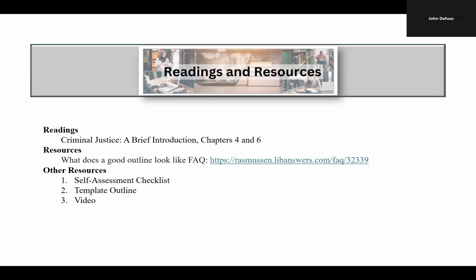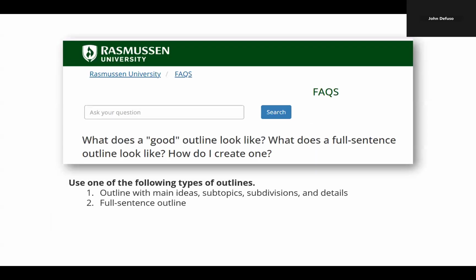So let's look at what a good outline looks like. This is a screen capture of the page provided by Rasmussen University. Now, when we go here, you will see 3 different types of outlines. For our assignment, I ask you to use either an outline with main ideas, subtopics, subdivisions, and details, or a full sentence outline. Why? That will help me understand what you're trying to say. So let's go look.